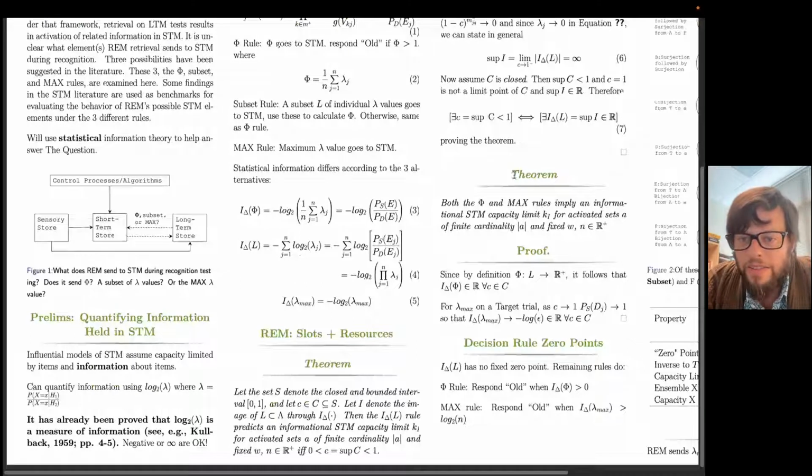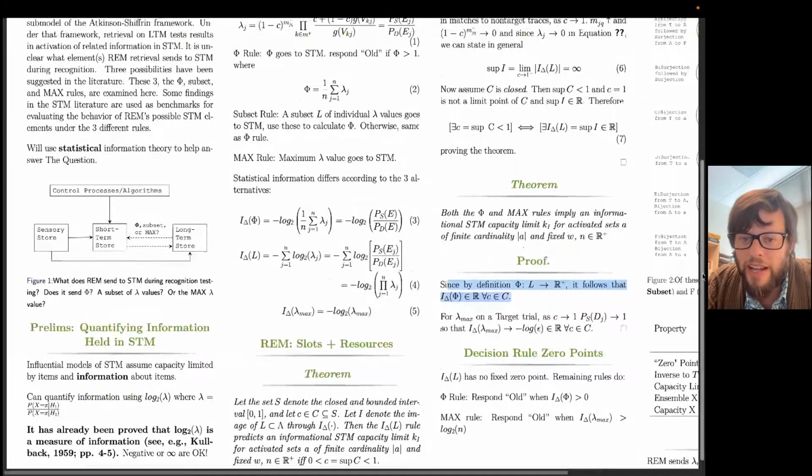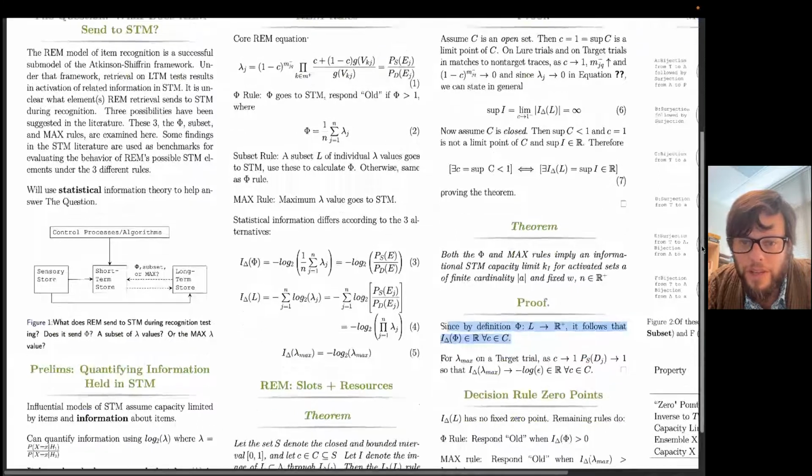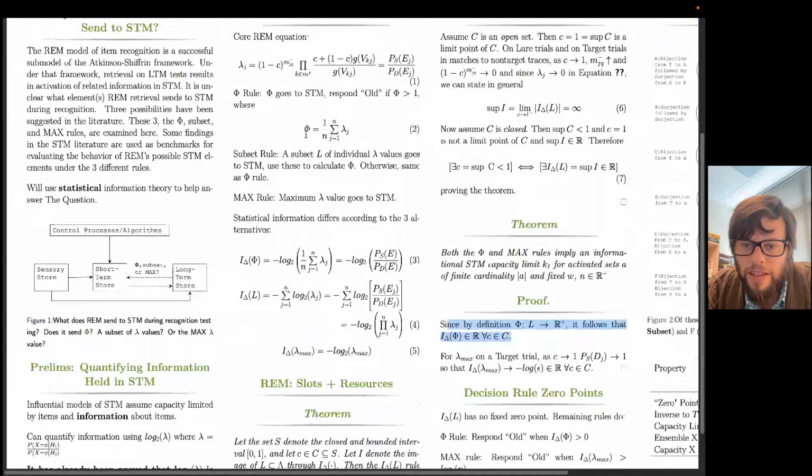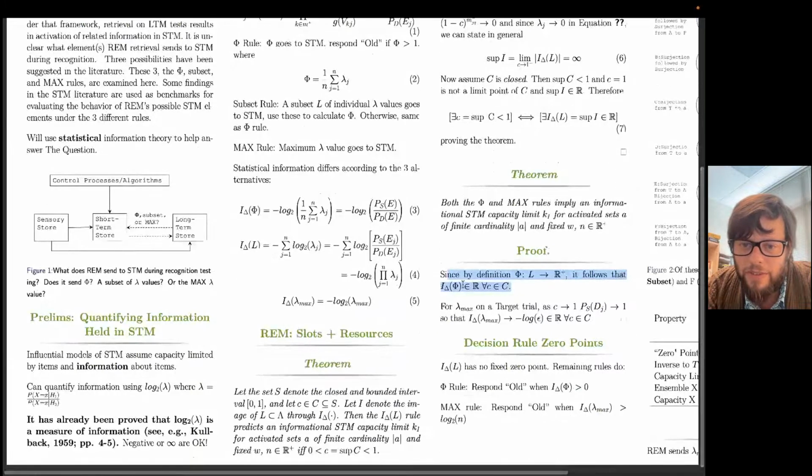All right. The next theorem just shows that also for the other two rules, there's a capacity limit in information as well, and they're much easier to show. In fact, I won't even bother going through this in too much detail. All you need to know, like for this first one, is that you're doing the I delta of phi rule, then the information is I applied to phi. Well, phi is always real valued, and the I operator is just a log function, so that's going to also be real valued.